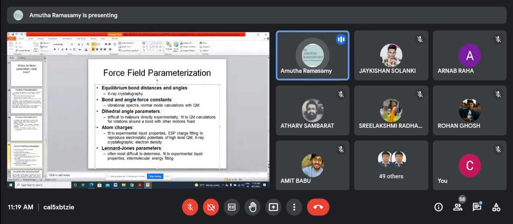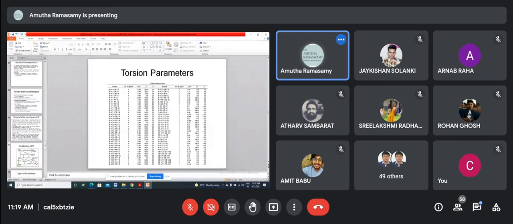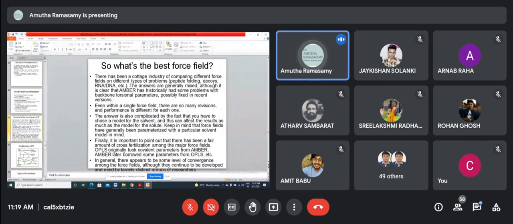Applying these two, we can also go with some kind of quantum mechanical calculation and we can get the dihedral parameters. And if we are able to do the electrostatic potential calculation, then you can get the charges. And from the Lennard-Jones potential, we can get the non-bonded parameters. So these are all the things which give input to define the force field. So at the end of the story, what is the best force field?